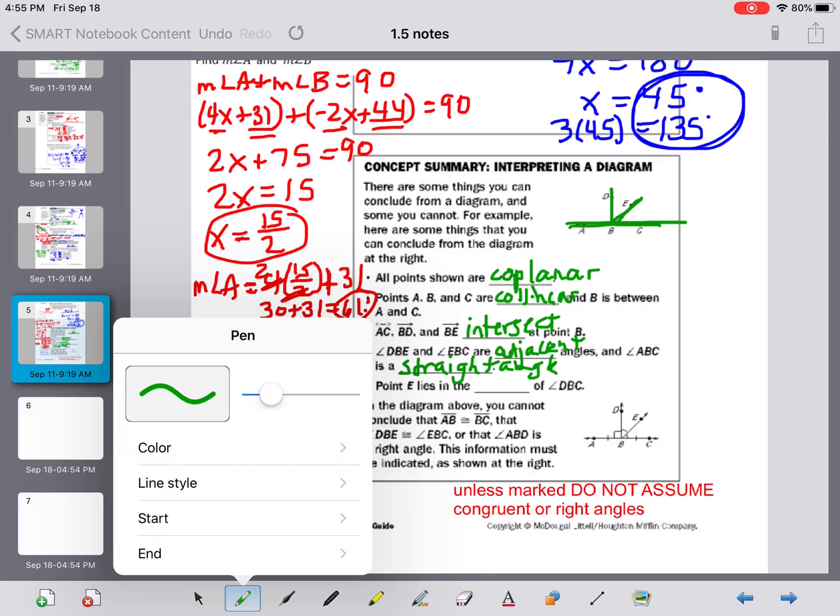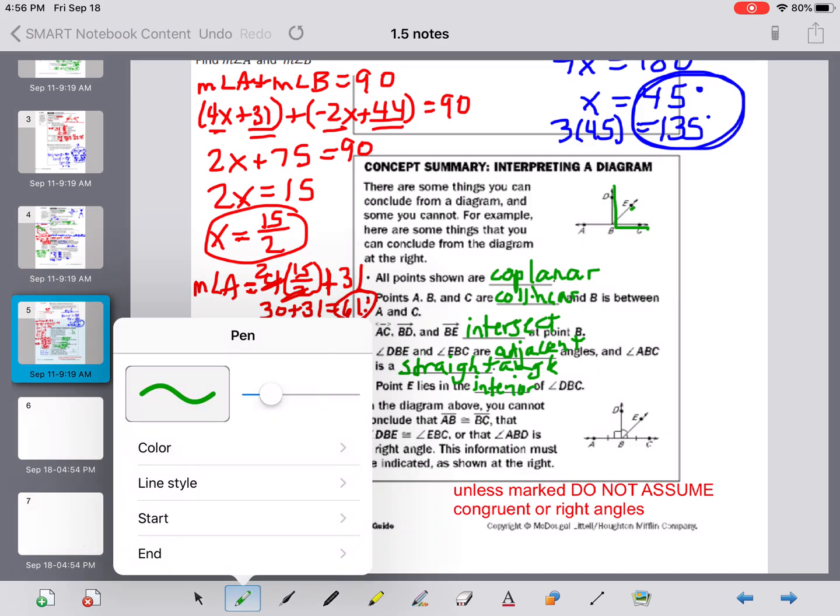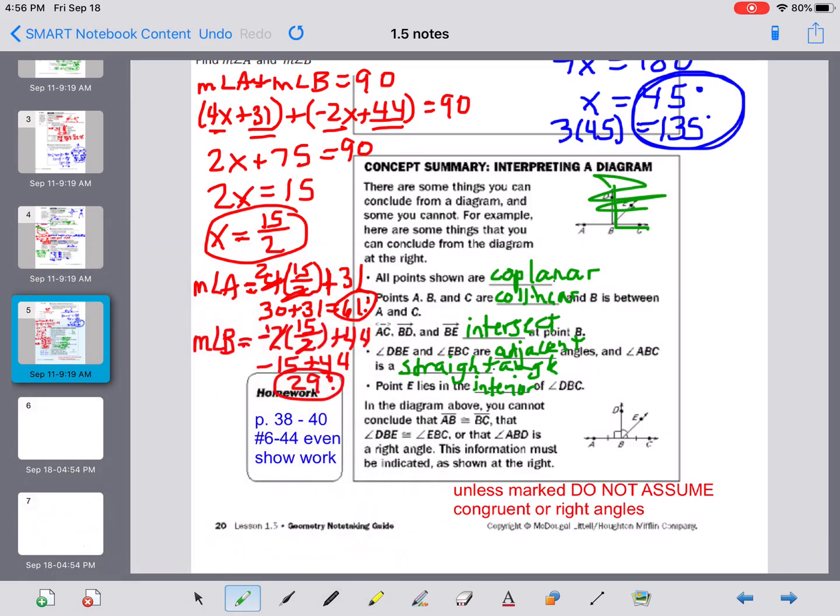We can look and say, point E, is it between angle DBC somewhere? Definitely. So it's somewhere in the interior of that. All these location things we can trust, okay? These are things we have to be careful with.